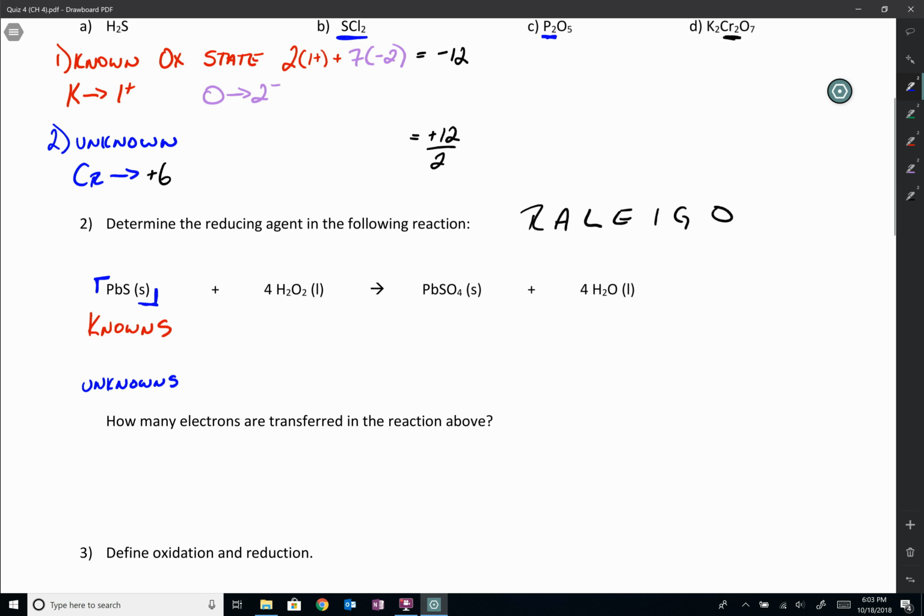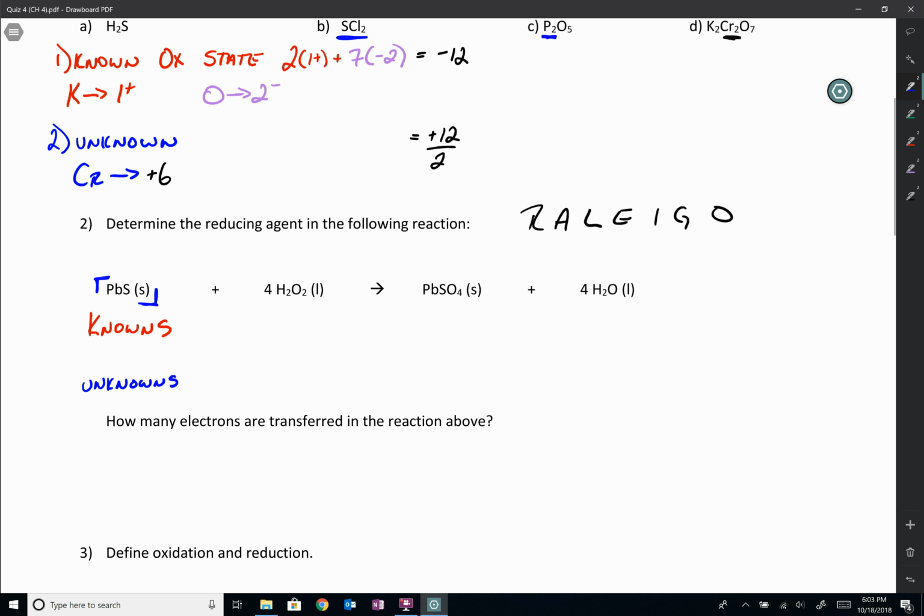Okay, so we see a problem. We have to identify oxidation states. We pull out our list of knowns. We look, okay, there's nothing in our list about lead. Okay, there's nothing in our list about sulfur. Right? Now what do we do?